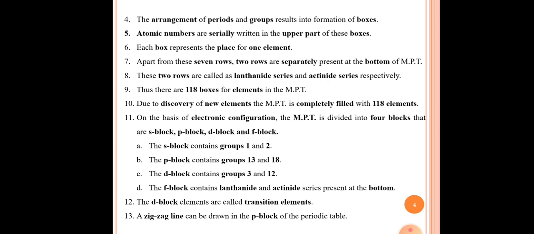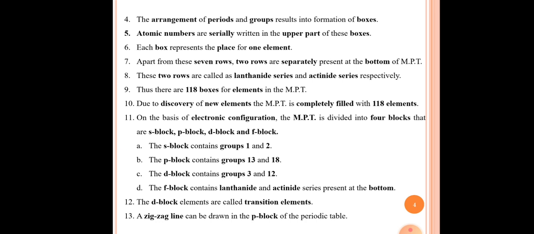Okay, so the P block contains the elements built from group 13 to 18. The D block contains groups 3 to 12. Okay, actually the elements from group 3 to 12 belong to the D block, and the F block contains the lanthanide and actinide series present at the bottom of the modern periodic table. So the elements present in the lanthanide series and actinide series belong to the F block.